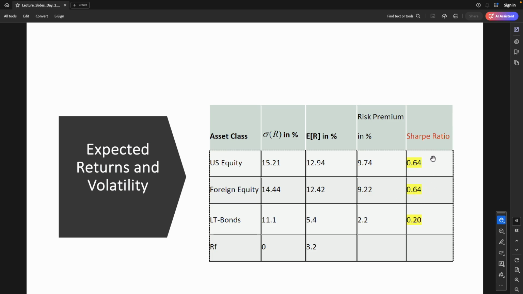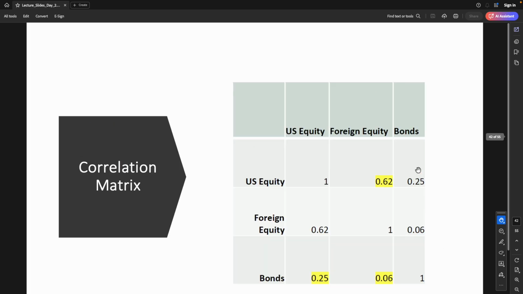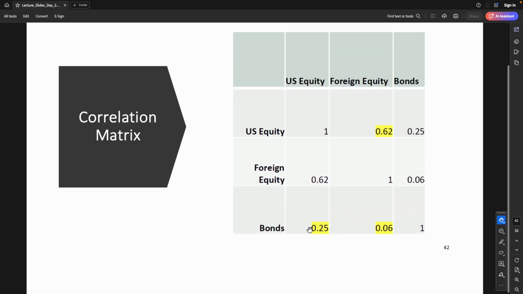I see that the Sharpe ratios are higher for equity. So all else equal, equity will be dominant relative to the bond in the tangency portfolio. I also see the Sharpe ratios are the same equity-wise, so all else equal, both parts of equity will have the same share. And now I see that the bond has a relatively low correlation. How do I know relatively low? Because I see 0.6 is equity with equity. So this is a third of it. And I see that foreign equity has an even lower correlation.